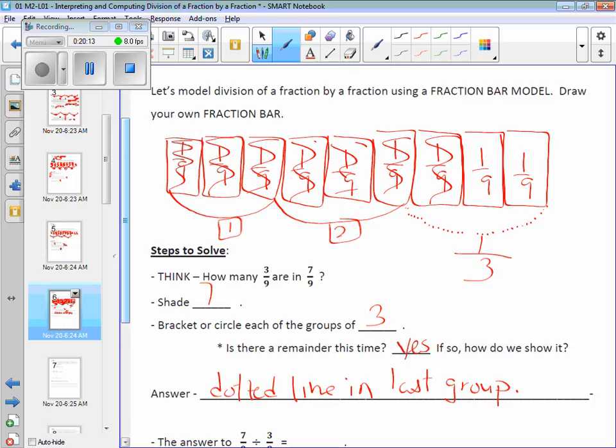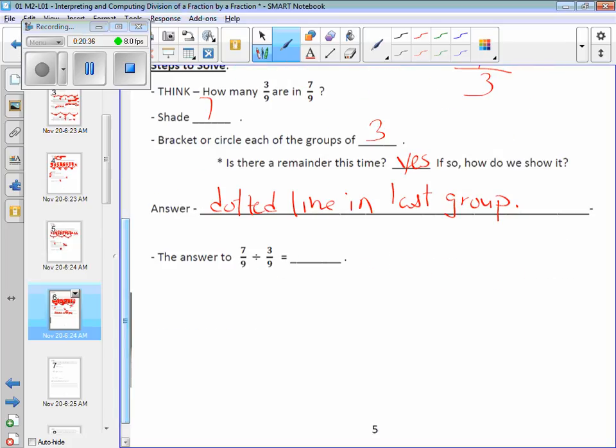It is, because a lot of times kids want to say 2, and what do I have left over? Oh, I have 1/9 still shaded. They want to say 2 and 1/9. It's not 1/9, because think of that partial group: one block out of 3 possible blocks in the group are shaded. So the answer is 2 and 1/3. Okay? Good so far?